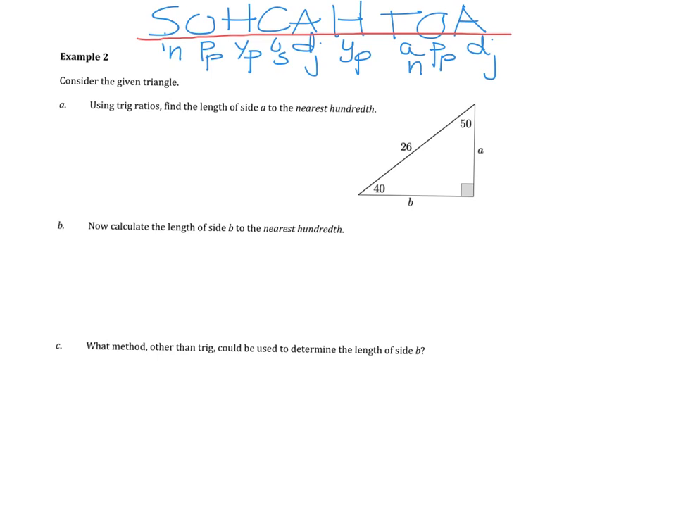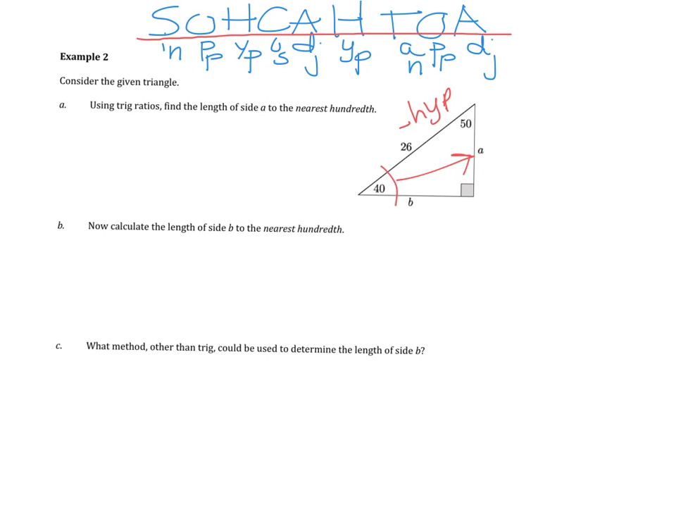So if we take a look at the given triangle, we see that the hypotenuse is given. Always locate the hypotenuse first. That never changes. And you can use either one of the two angle measures. I'm going to go with 40, and I'm going to use the opposite side because that's what we're looking for.